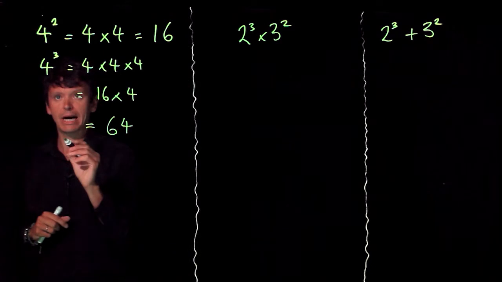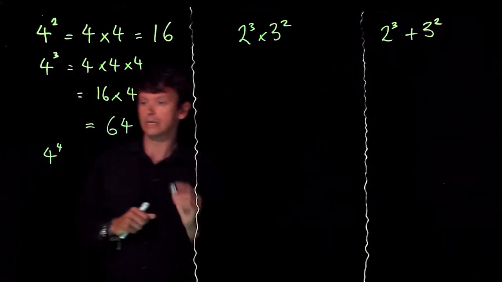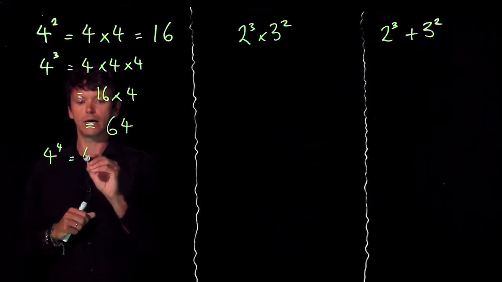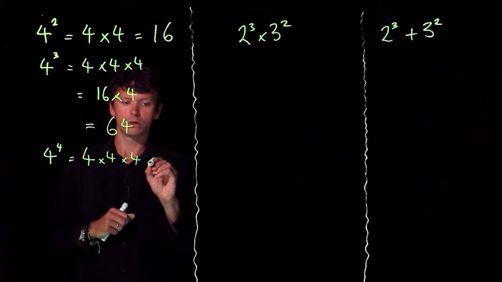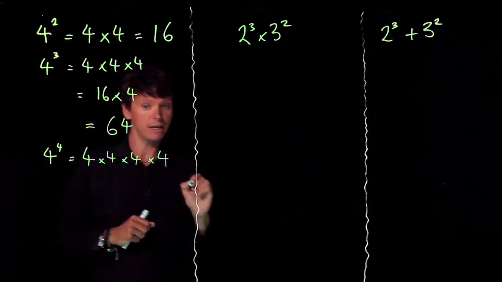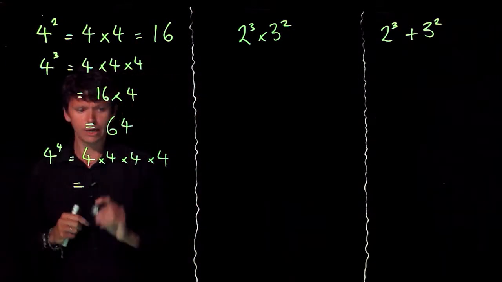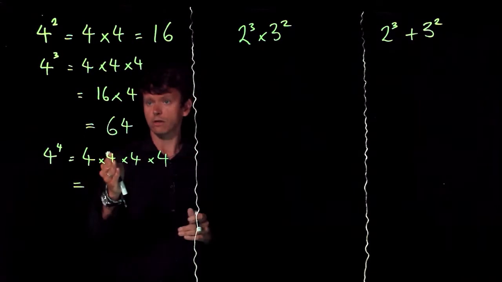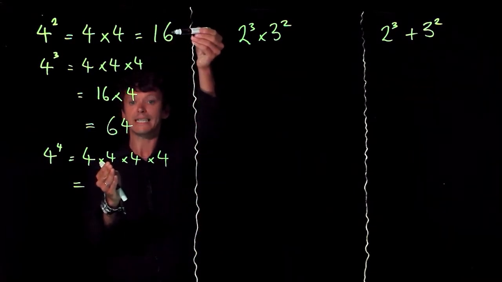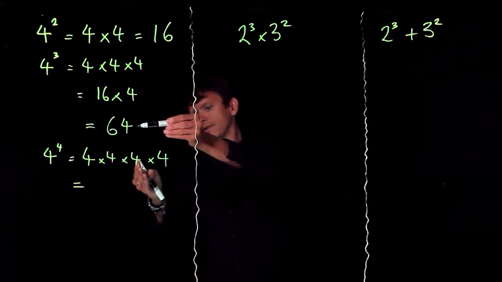And we can go on, we can increase that power further. We can increase that power to, let's say, 4 to the power of 4. All that means is 4 times by 4 times by 4 times by 4 again. And then we've just got a multiplication sum to do. We just have to work that out. 4 times 4, hang on, we've done that one already. It's 16. Times by 4 again, we've done that one already, look, 64.